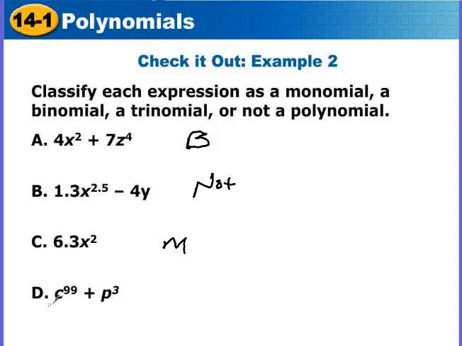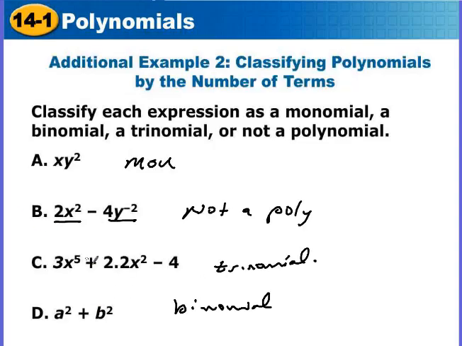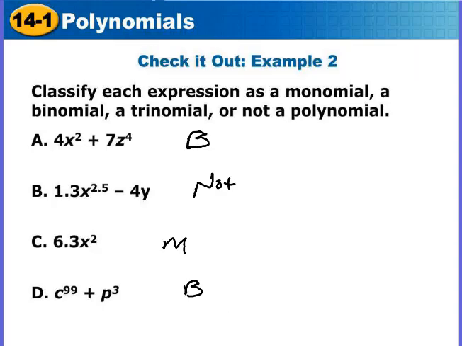Okay. And then D, c to the 99th plus p to the third. You've got two terms there put together with a plus, so this one is a binomial. So again, a trinomial, the only one that we've seen here is this one right here, and it's three terms put together. Okay. So we now understand how to classify a polynomial as being a monomial, binomial, trinomial, or not a polynomial. You will have to do that on your assignment today.